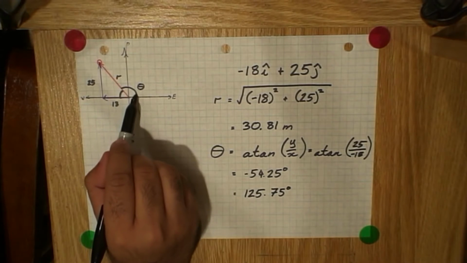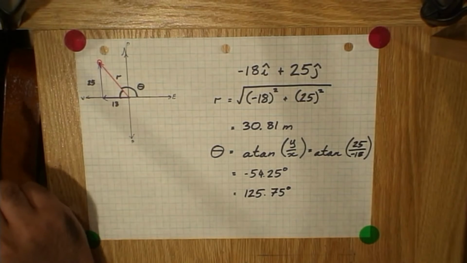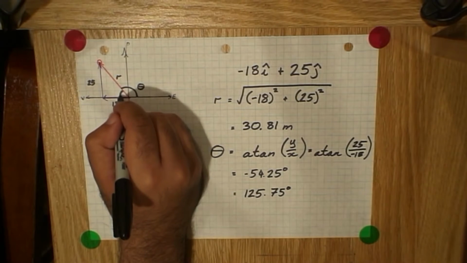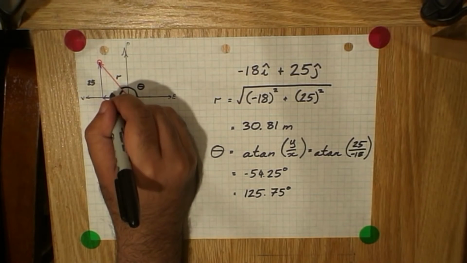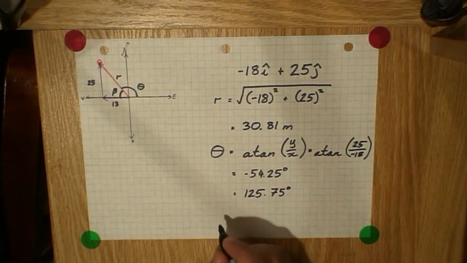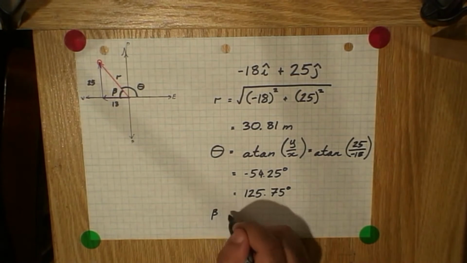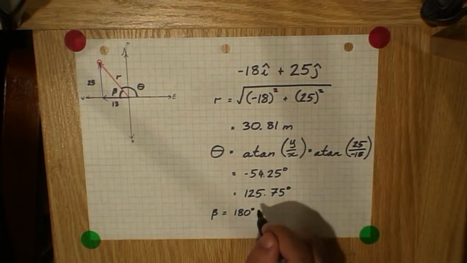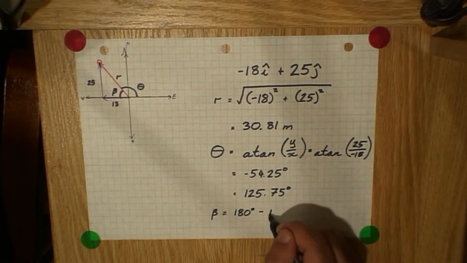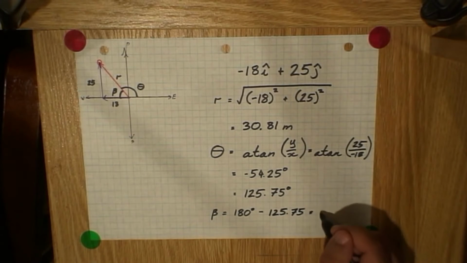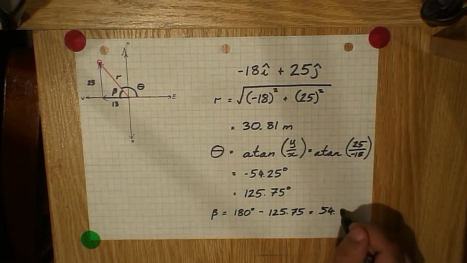So if this angle over here, theta, is 125.75 degrees, then this interior angle over here, let's call it, I don't know, beta, for example. Beta is going to be equal to 180 degrees minus theta, which we said was 125.75, which will give us 54.25 degrees.